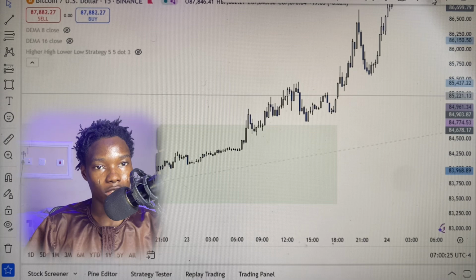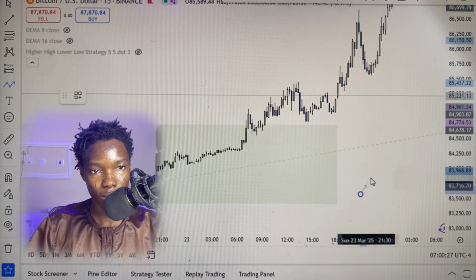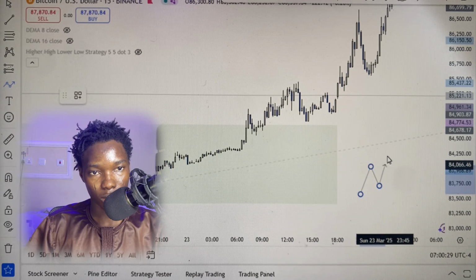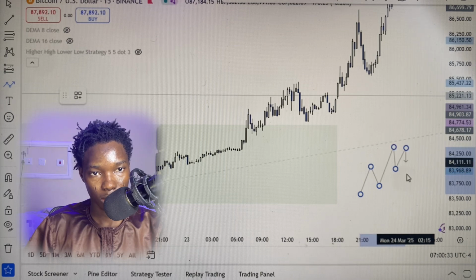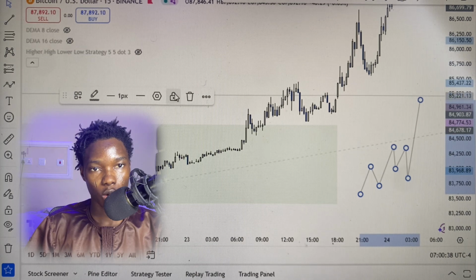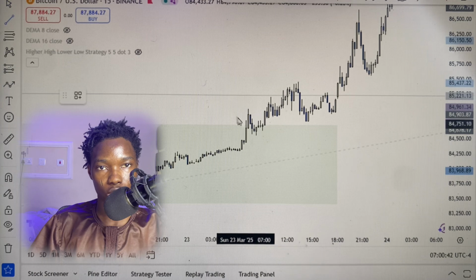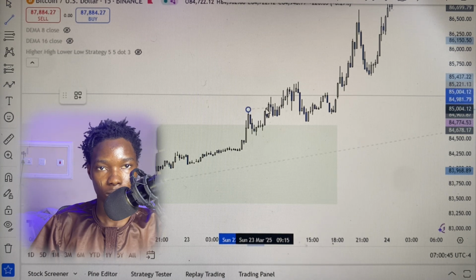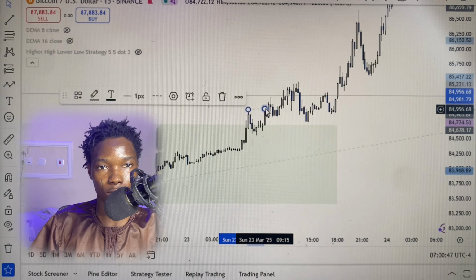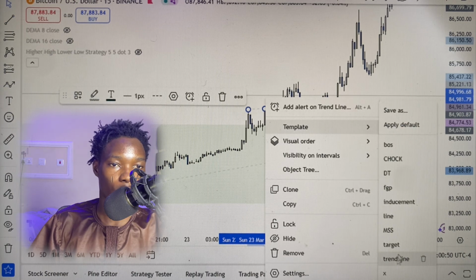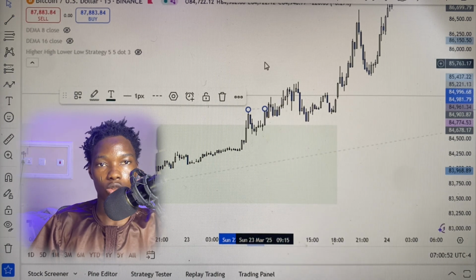We have this pattern. This pattern is what we are trading right now. So where is our market structure shift? We had the first market structure shift over here. This is our market structure shift.